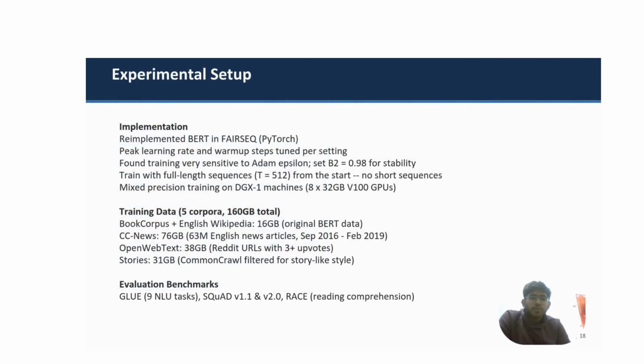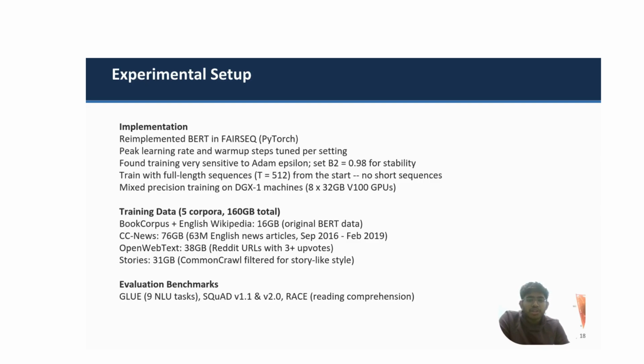In order to improve BERT, the authors re-implemented it using a framework which is based on PyTorch. They carefully tuned hyperparameters such as learning rate, batch size, and optimizer settings. One important observation was that training was highly sensitive to certain parameters like Adam epsilon. They also trained the model using full-length sequences from the beginning rather than gradually increasing sequence length.